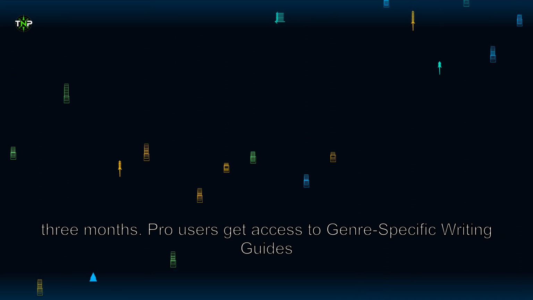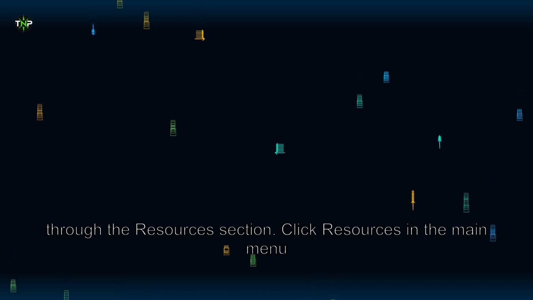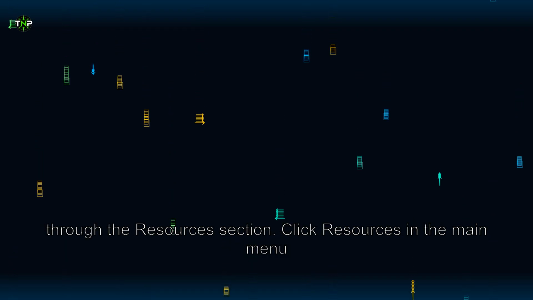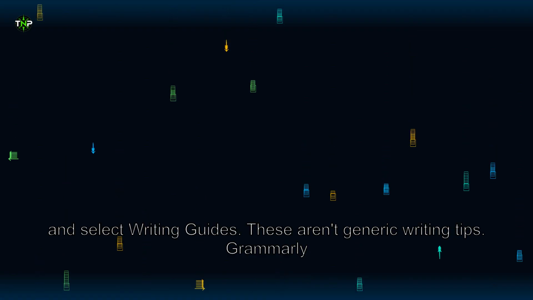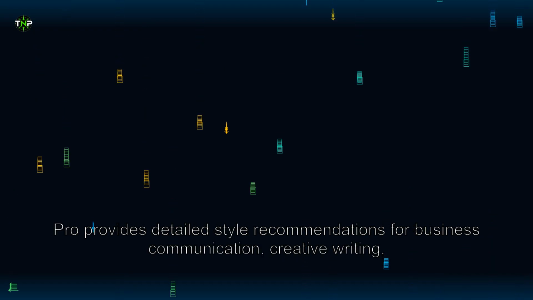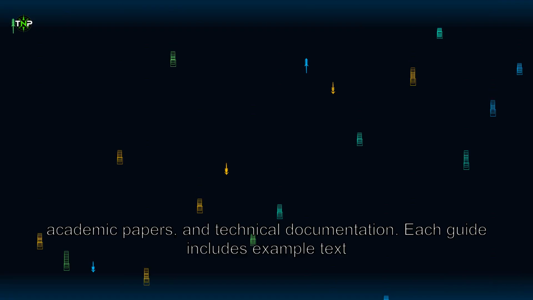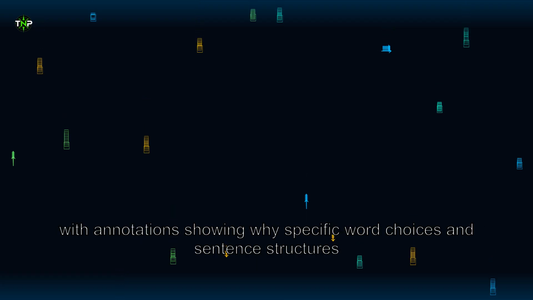Pro users get access to genre-specific writing guides through the Resources section. Click Resources in the main menu and select Writing Guides. These aren't generic writing tips. Grammarly Pro provides detailed style recommendations for business communication, creative writing, academic papers, and technical documentation. Each guide includes example text with annotation showing why specific word choices and sentence structures work better for that genre.